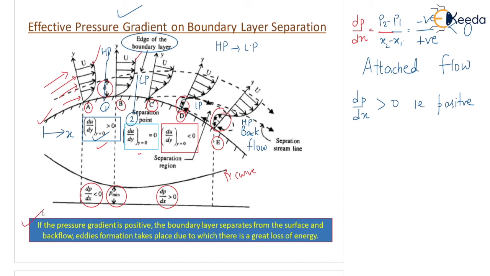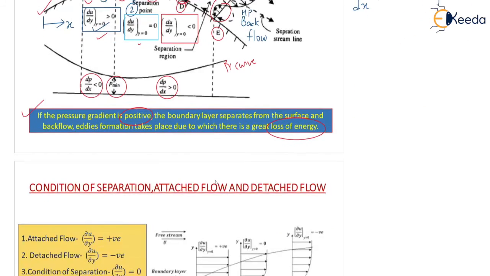So look at the last note here. If the pressure gradient is positive, the boundary layer separates from the surface and backflow, eddies formation takes place, due to which there is a great loss of energy. Very, very important point. Okay, so we'll go to the next slide.